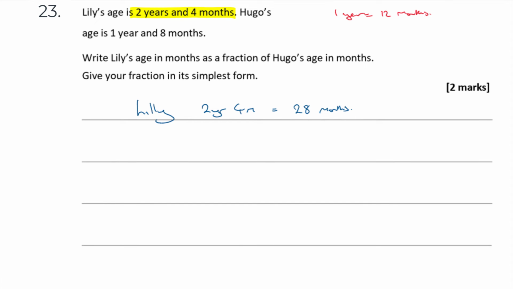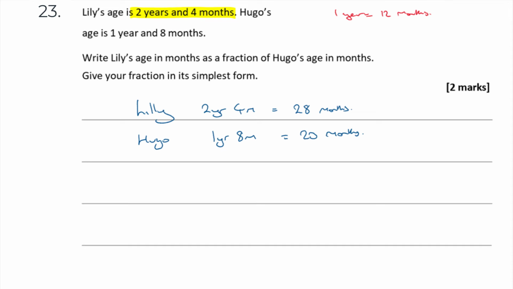Okay, so she's 28 months old. Hugo is 1 year and 8 months. So Hugo, 1 year, 8 months. That is 1 lot of 12, which is 12 plus 8, which is 20. He's 20 months old. Okay, so write Lily's age in months as a fraction of Hugo's age in months.